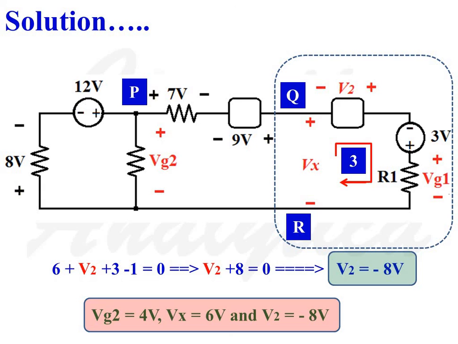We have computed the values of all the unknown terms VG2, Vx and V2. VG2 is equal to 4 volt, Vx is equal to 6 volt and V2 is equal to minus 8 volt.